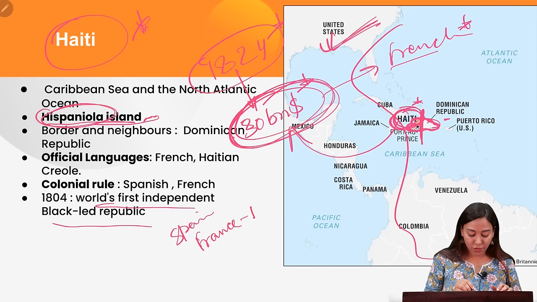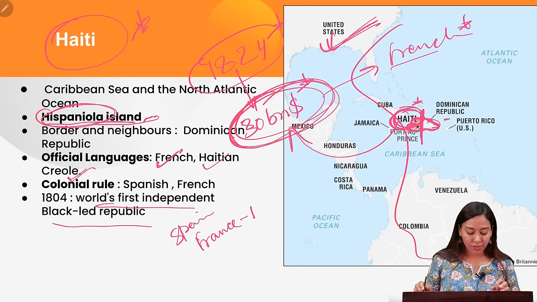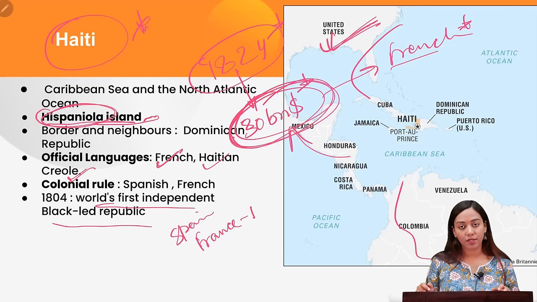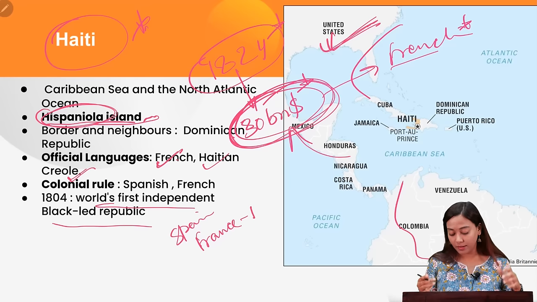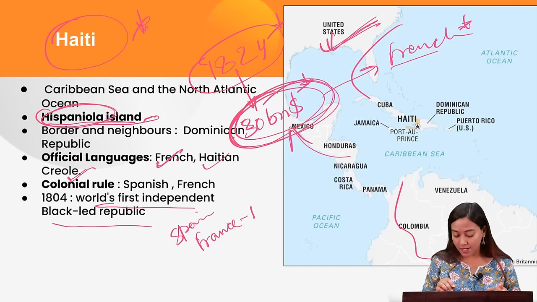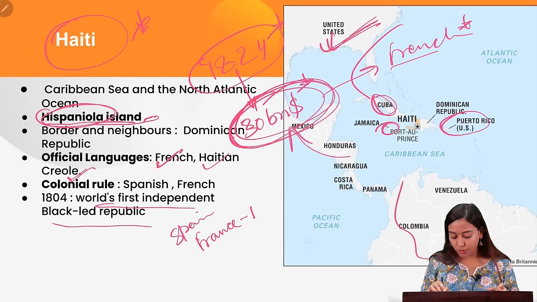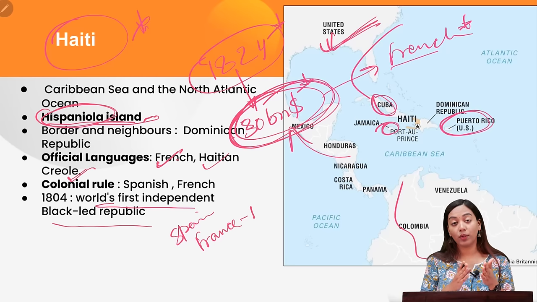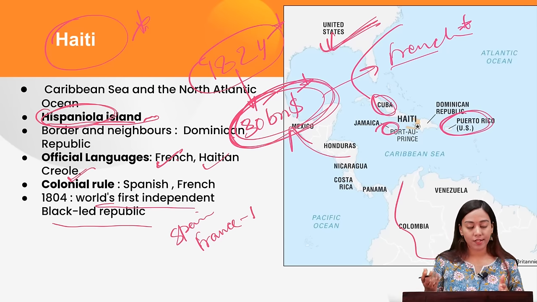Of course, the official languages would be Haitian Creole, which is a form of Spanish language only, and the French language. The borders are very, very important. It is directly bordered by the Dominican Republic, which is also a part of the Hispaniola Peninsula, island. And it has neighbors such as Cuba in the north, Jamaica in the west, and Puerto Rico in the southeast. So these are the neighbors, and it has only one neighbor which is touching its border or sharing its border.